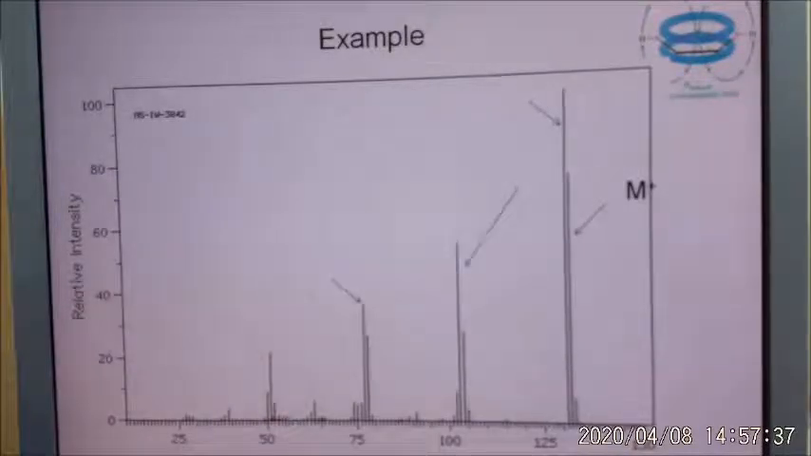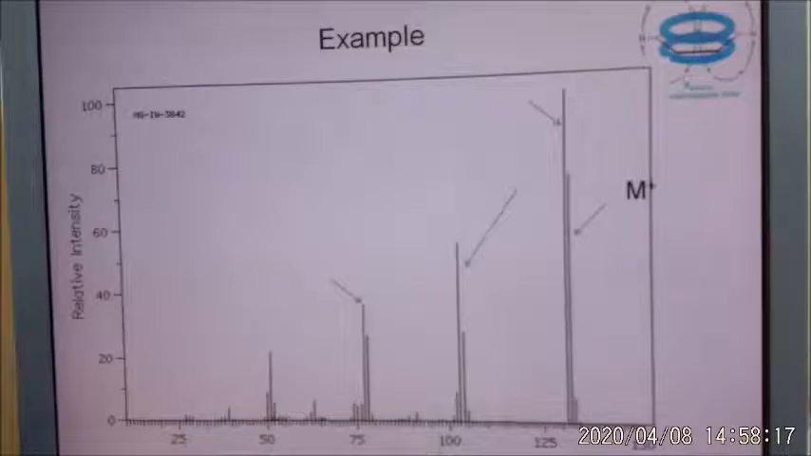Well, what else do I have? I put an arrow at 77. So at 77, we know that's going to be a C6H5 fragment. So I know I have an aromatic ring. I also know that I have an aldehyde group. So 77 plus 29, that's 106.